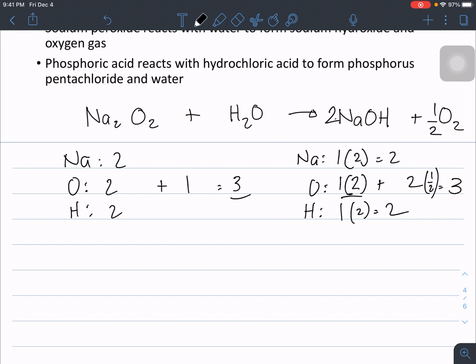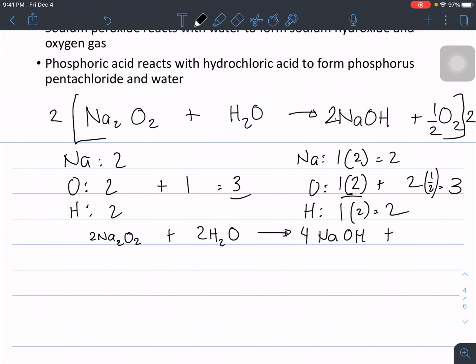So to resolve this, you should think of a number that when you multiply at both sides of your chemical equation will result to the formation of coefficient to be in whole numbers. So I think the number I should multiply will be 2. So when I multiply 2 here, this will be 2Na2O2 plus 2H2O results to 4NaOH plus 1/2 times 2 is 1O2.